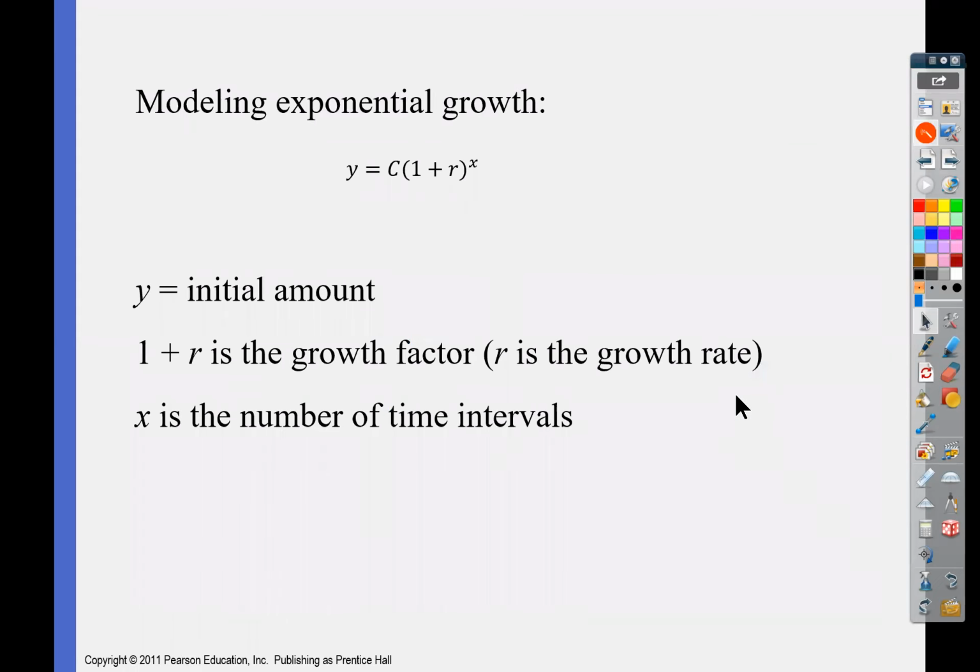So modeling exponential growth, you need to pause this and write this down. y equals c times (1 plus r) to the x, where c is the initial amount, 1 plus r is the growth factor, r is the growth rate, and x is the number of time intervals.